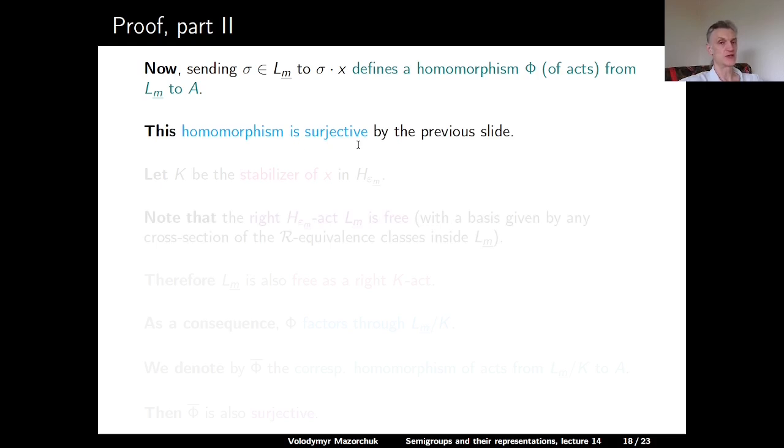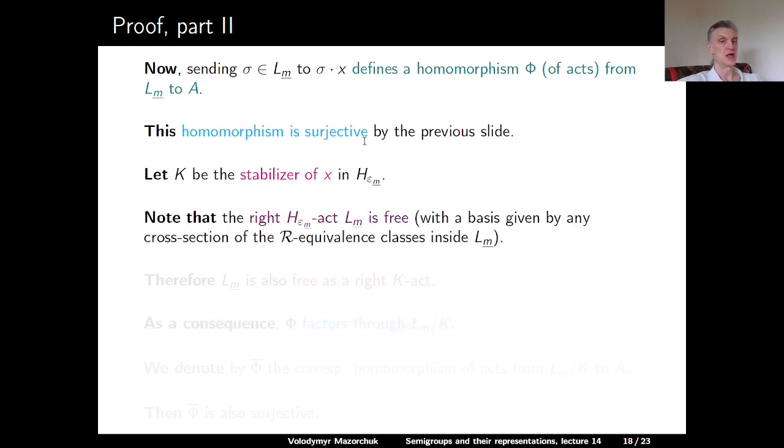And this homomorphism is surjective by the previous slide. So let K be the stabilizer of x in our H class of epsilon m underlined. Note that the right H epsilon m underlined act L is free with a basis given by any cross-section of the right equivalence classes inside our left cell act. Therefore, our left cell act is also free as a right K act.